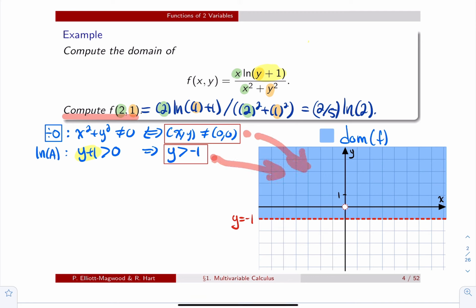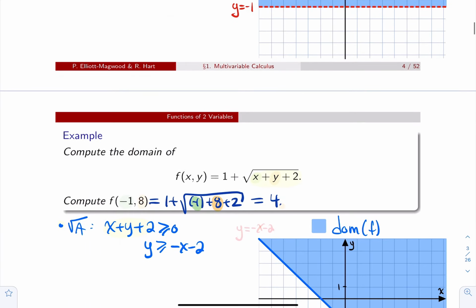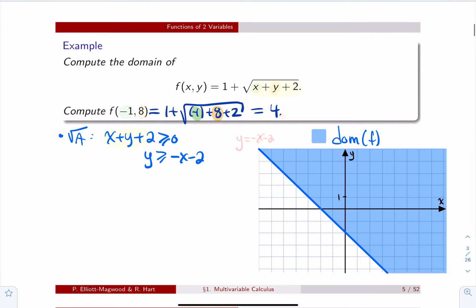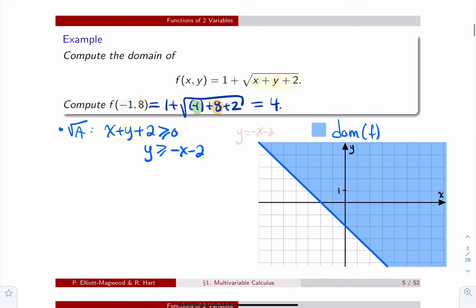All right, let's do another example. Same idea here. Let's compute the domain of f of x, y equals 1 plus the square root of x plus y plus 2. And we also want to compute the output of the function at minus 1, 8.